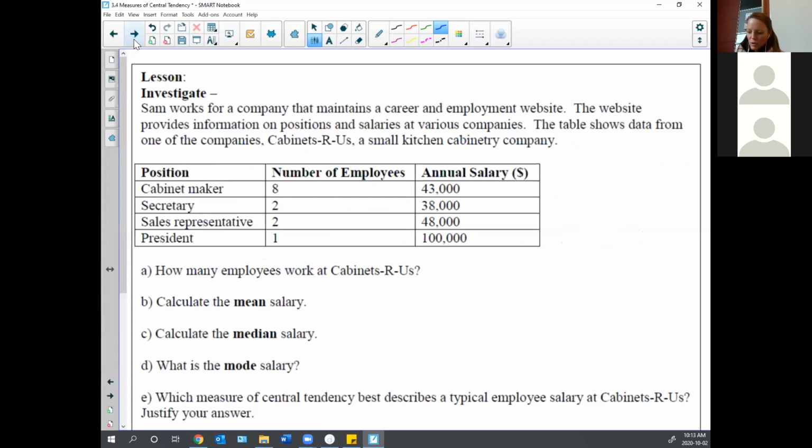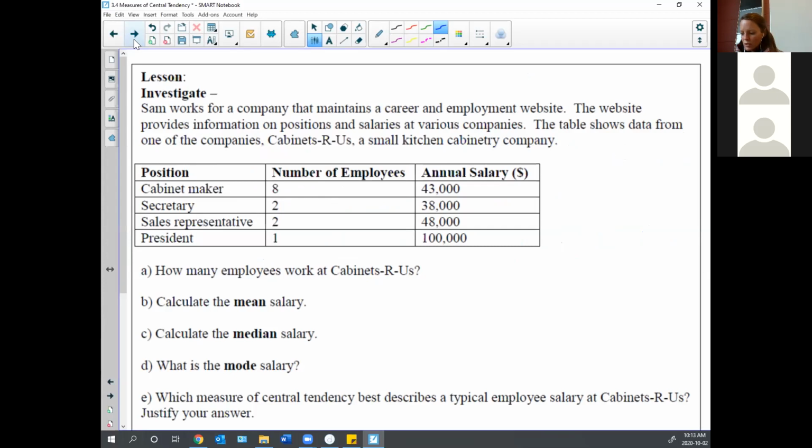Okay, so this says Sam works for a company that maintains a career and employment website. The website provides information on positions and salaries at various companies. The table shows the data from one of the companies called Cabinets R Us, a small kitchen cabinetry company. So there are 8 cabinet makers and they make $43,000 a year. There are 2 secretaries, they make $38,000 a year. There are 2 sales reps, they make $48,000 a year, and there's 1 president who makes $100,000 a year.